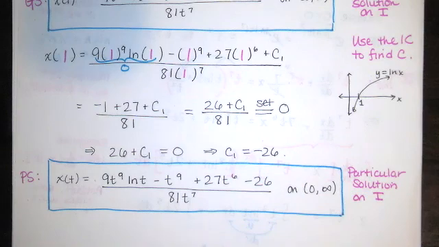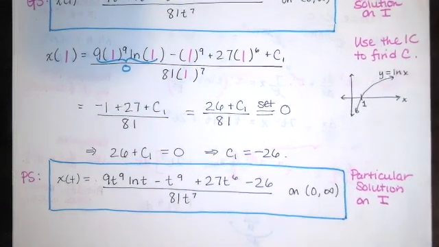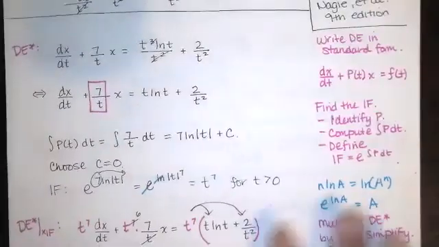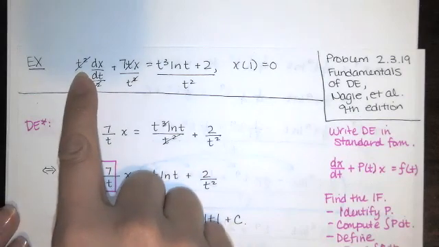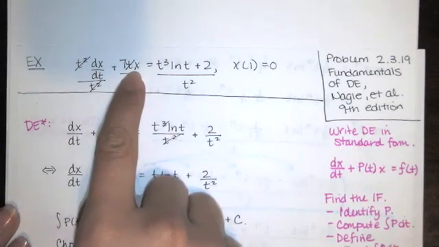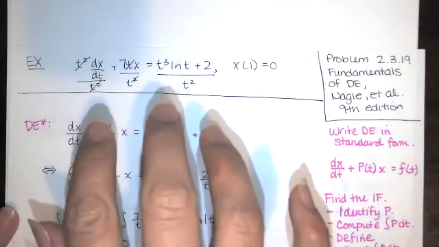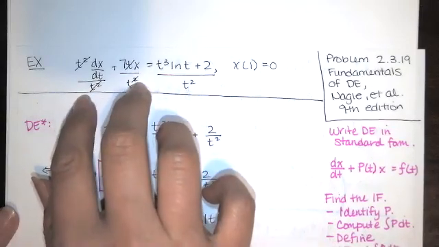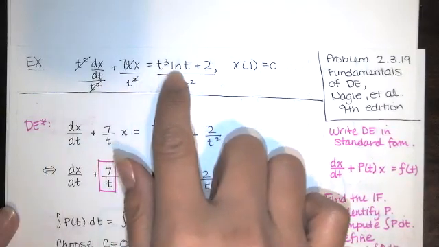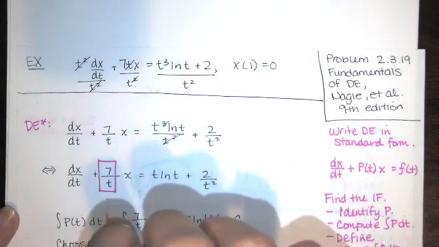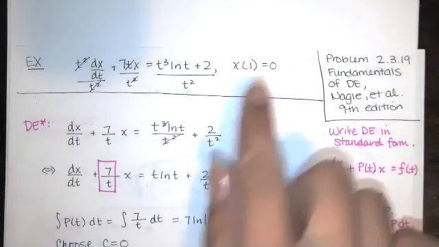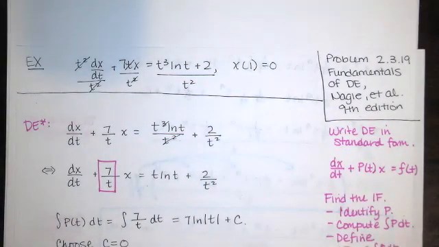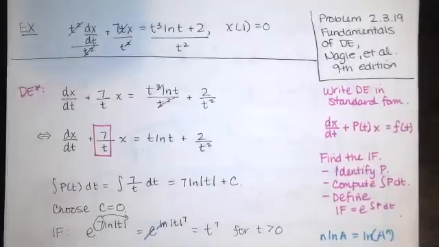And you should be able to check it. You should plug in t equals 1. Make sure you get 0 from that. And if you wanted to, you could actually take its derivative, multiply it by t squared, add 7t times the function, and simplify. And if you do that, if you get t cubed natural log of t plus 2 and x of 1 equals 0, you know you found the solution to the differential equation that passes through the point t equals 1, x equals 0. And that's what we were looking for.